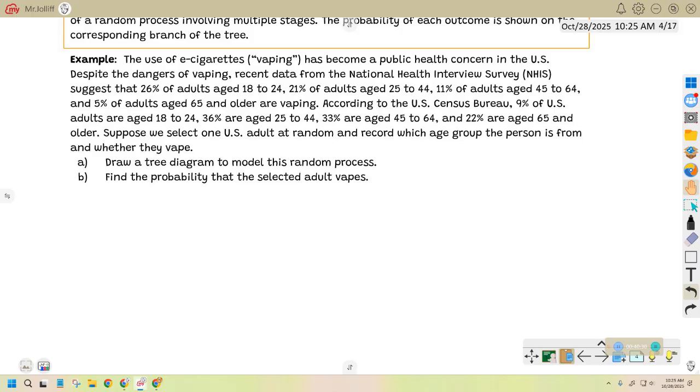Very good. Thank you, Leo. So they ask us to do two things with that big paragraph of information. The first is let's organize it in a tree diagram to model this process of randomly selecting adults and recording which age group and whether they vape. And then we're going to use that tree to find the probability that the selected adult vapes.